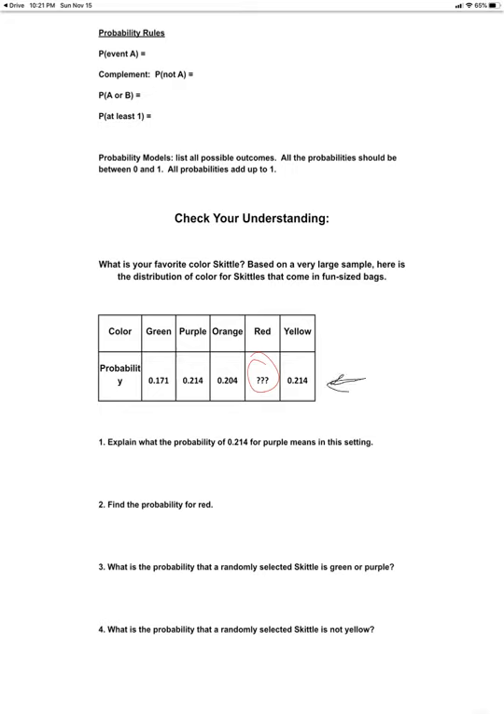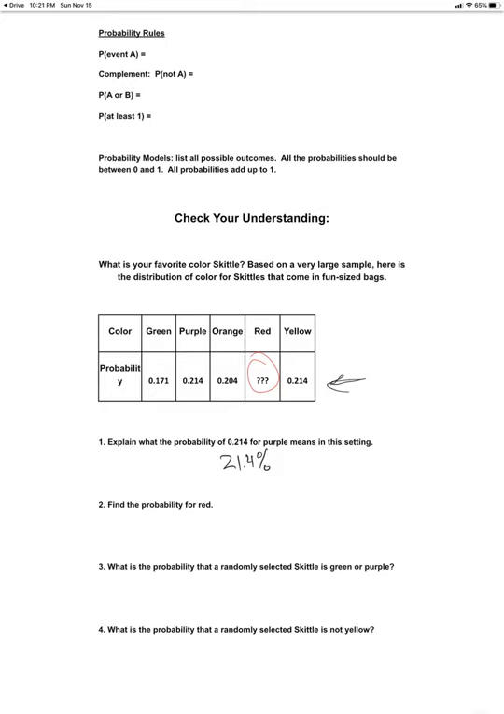Okay, so let's look at number 1. Explain what the probability of 0.214 for purple means in this setting. Well, you have a 21.4% chance of getting a purple color in a bag if you draw 1 out. That's what it means.